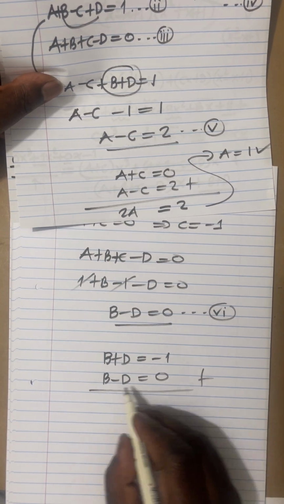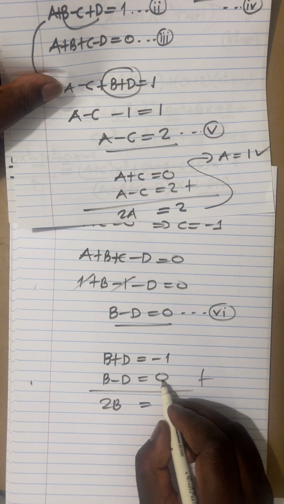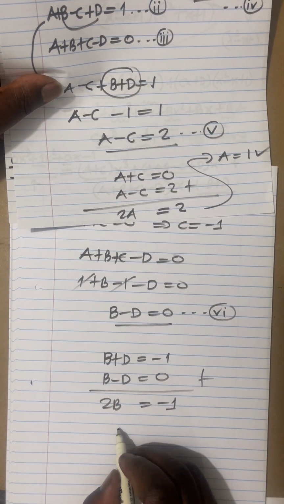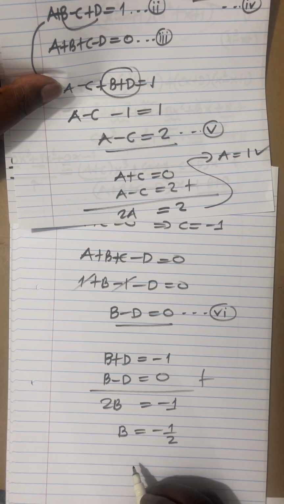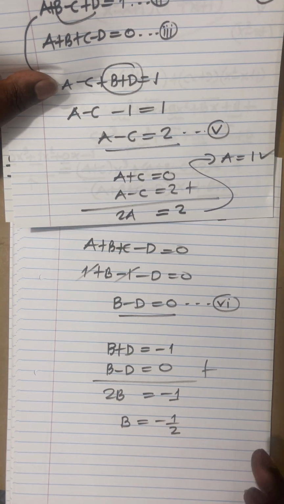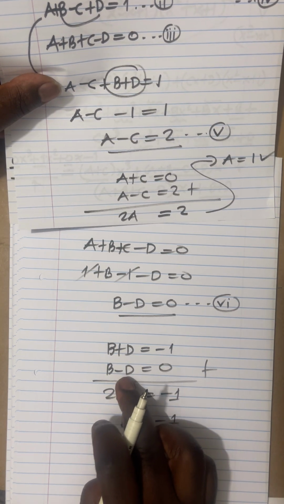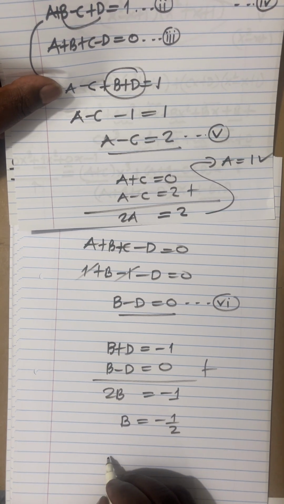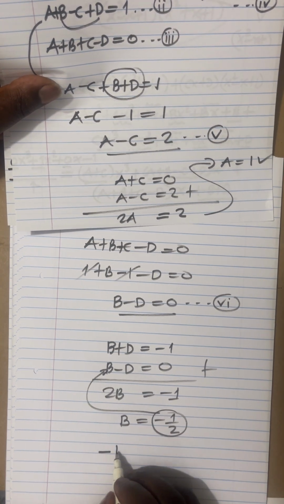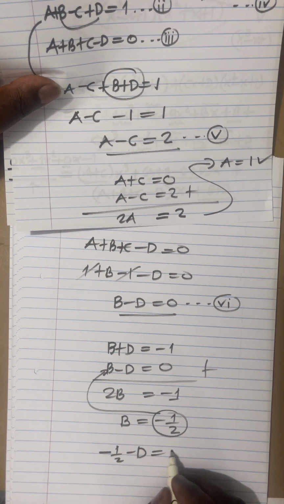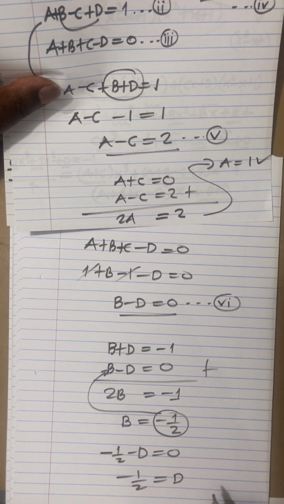Let's add these up. B plus b, 2b. When you add these up, the d's cancel, the answer is 0. Minus 1 plus 0 is minus 1. Divide both sides by 2, b equals minus half. And if b equals minus half, you can come back here and obtain d. I'm taking this number and placing it in that place. So I'm going to have minus half minus d equals 0. Just take d to the other side. You're going to have minus half equals d.